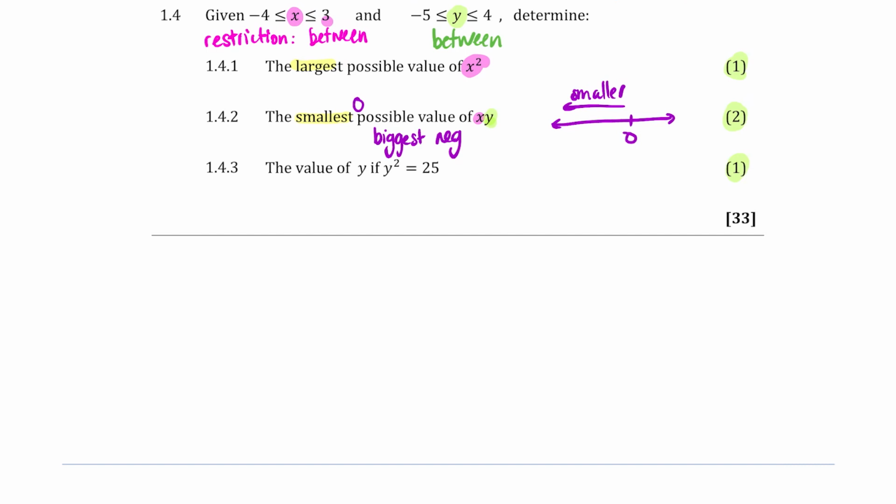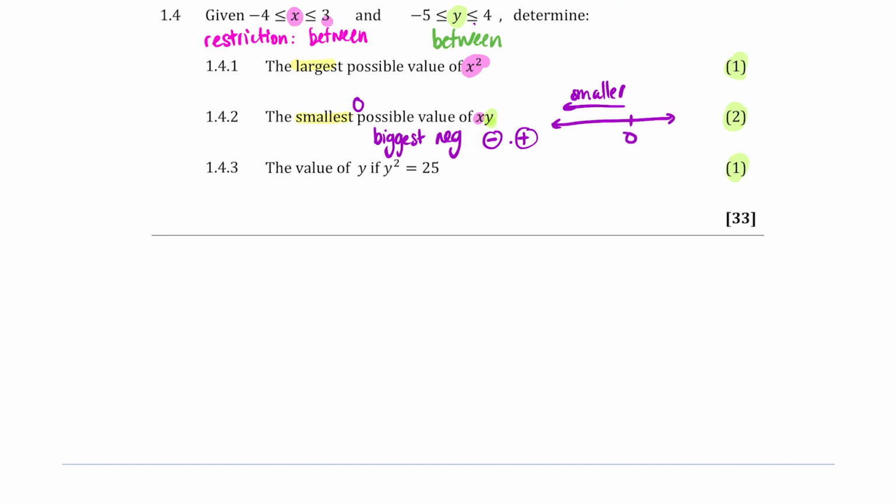And I need to choose a number from the set of x and a number from the set of y, and I need to multiply them. How do I get big negatives? Well, I probably want to have one of these as a negative and the other one as a positive. That's going to give me a negative. So how can I get the biggest result from choosing one of them as negative and one of them as positive?